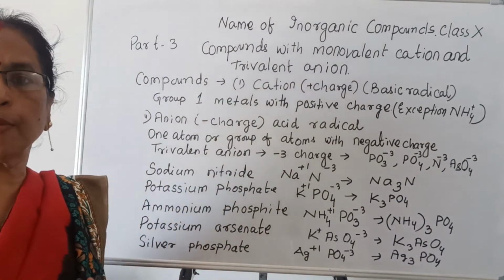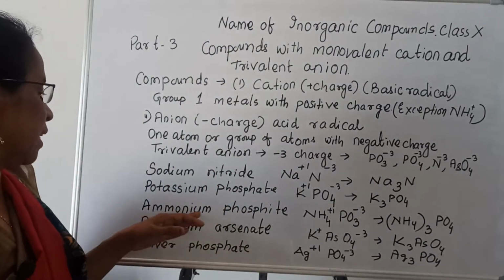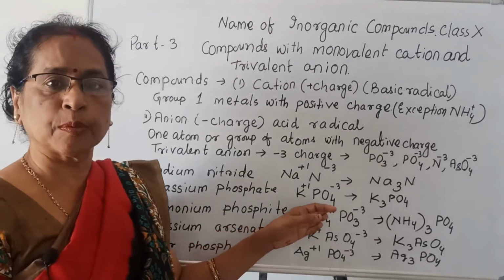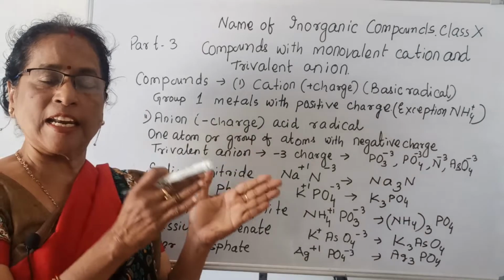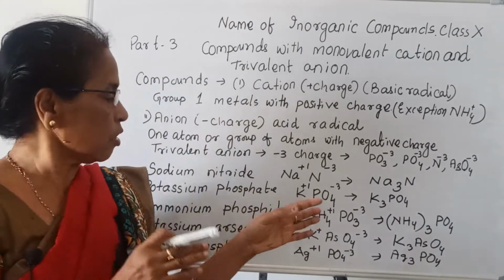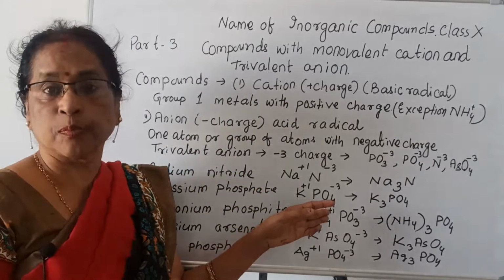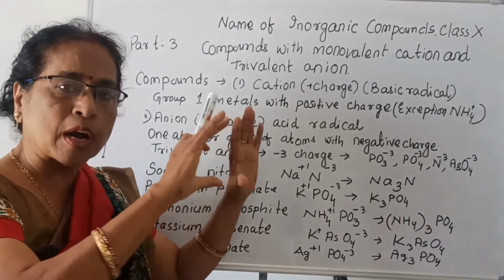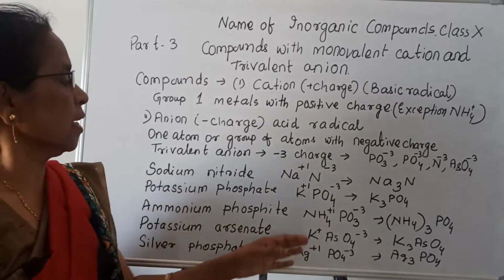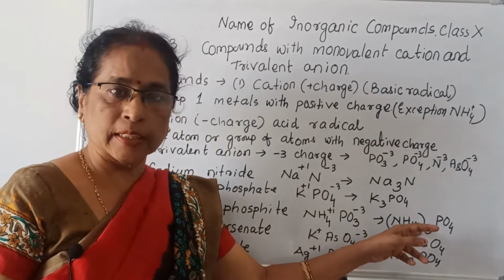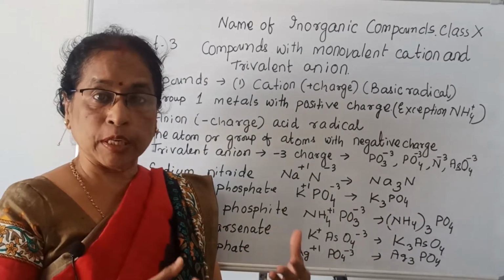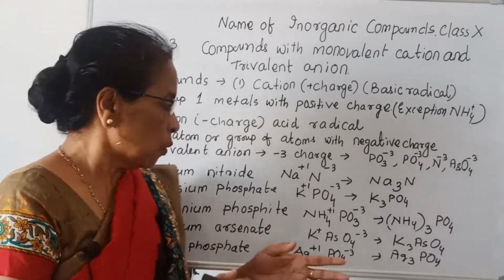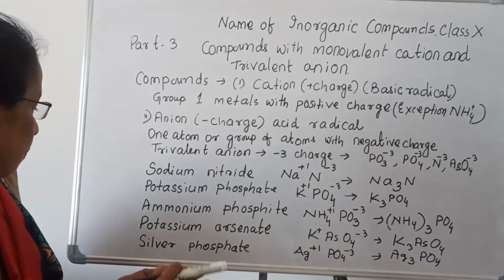Now ammonium phosphite. What is meant by ammonium phosphite? Here it is ammonium NH4 plus 1, PO3 minus 3. Since NH4 is a combination of nitrogen and 4 hydrogen, you put it in brackets. That means the 3 comes here, then NH4 whole 3 PO4. How can you say? NH4 whole 3 PO4.